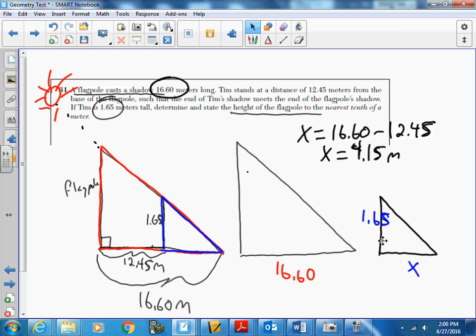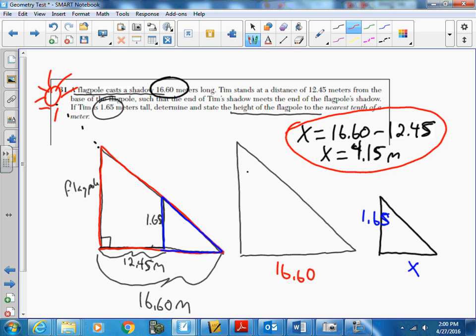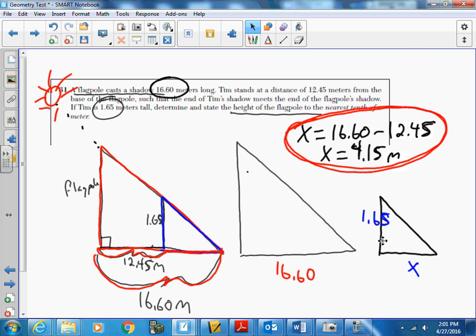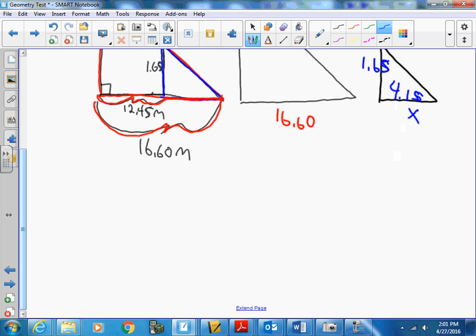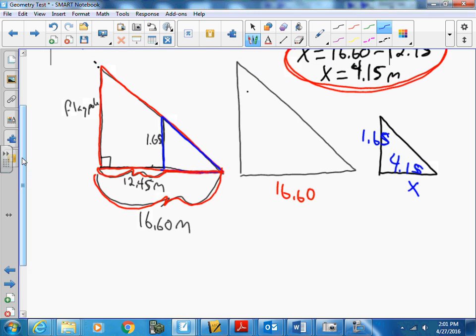All right, hopefully you took a second to look at this. Hopefully you understand what I did right here. If we know the entire side is 16.60, and we know this part right here is 12.45, then this side here is just going to be 16.60 minus 12.45, which means that our side here is going to be 4.15. Now we actually have similar triangles. Now we can set up a nice proportion, and remember, what we're ultimately looking for is this.